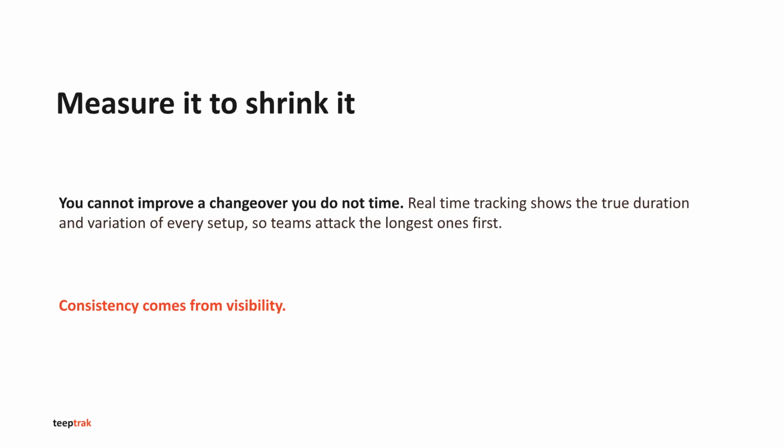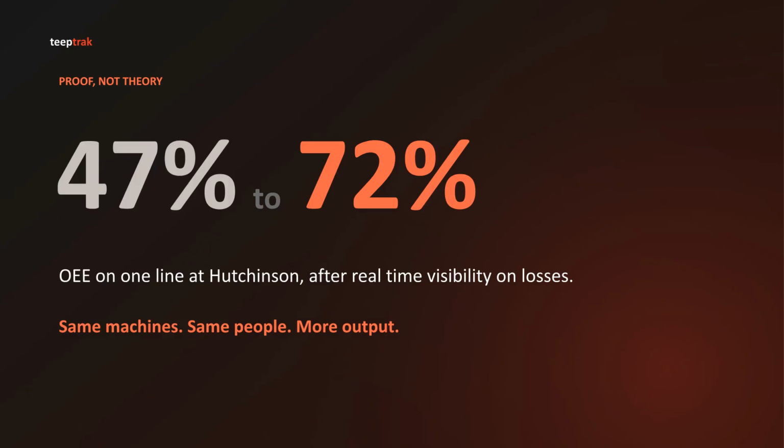To effectively shrink your changeover times, you must first measure them. Real-time tracking provides the necessary visibility into the duration and variation of your setups, allowing teams to identify and address the longest changeovers first. Data provides the proof needed for change.